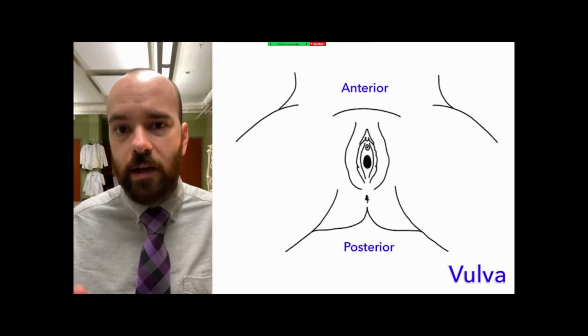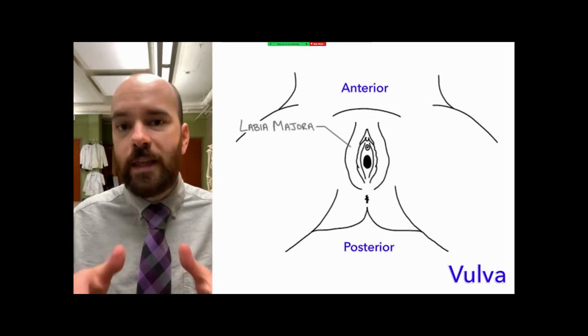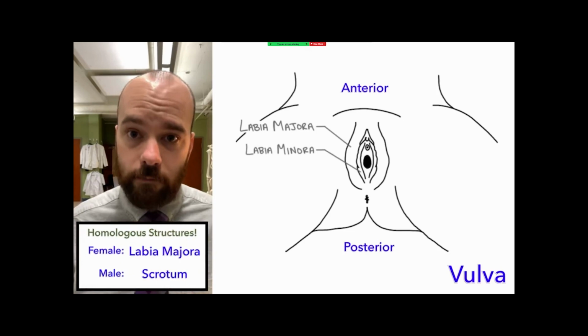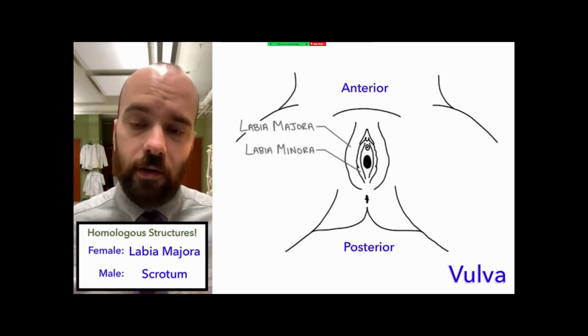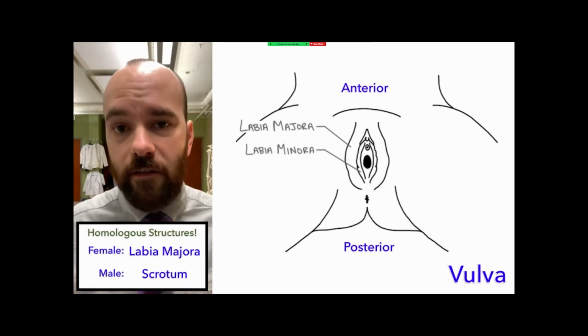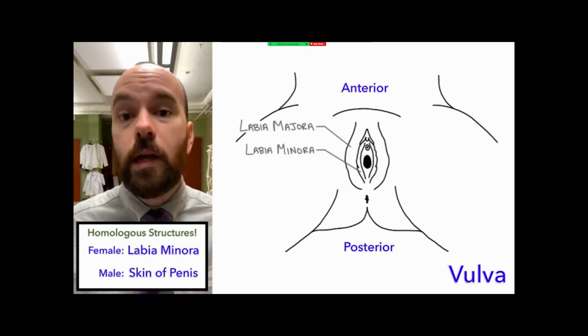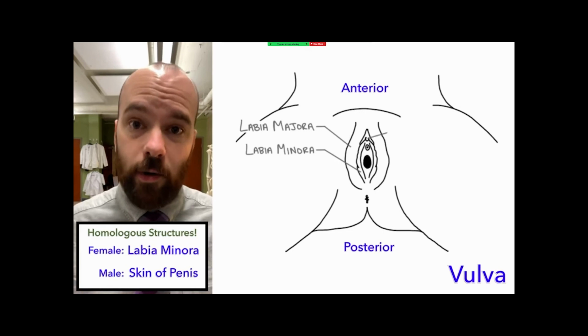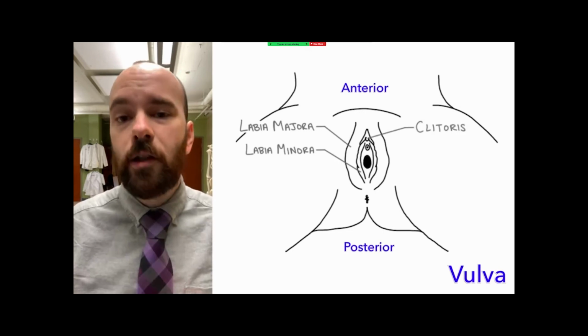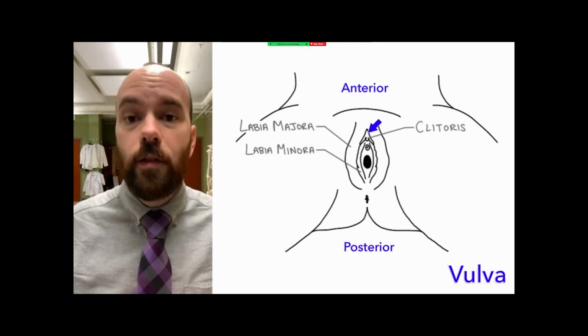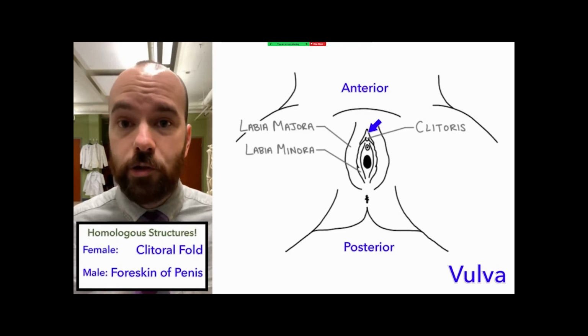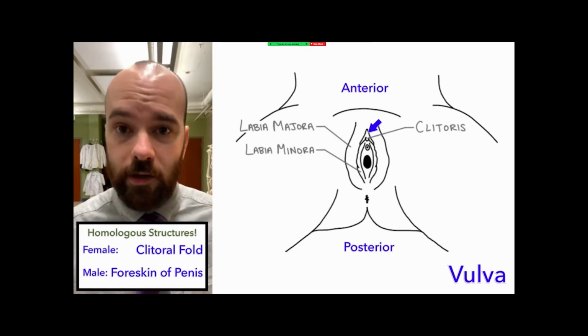Starting with the outside here, we have the labia majora, and inside of that we have the labia minora. The labia majora are larger skin folds that are often covered with hair, and inside of that are smaller skin folds called the labia minora, which are usually smooth and hairless. Here at the top of the diagram, or the most anterior part of this, is the clitoris. And the clitoris is covered by the clitoral fold. The clitoral fold is a homologous structure with the foreskin of the penis in the male reproductive system.